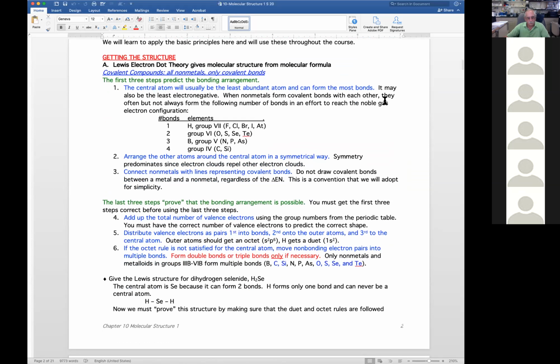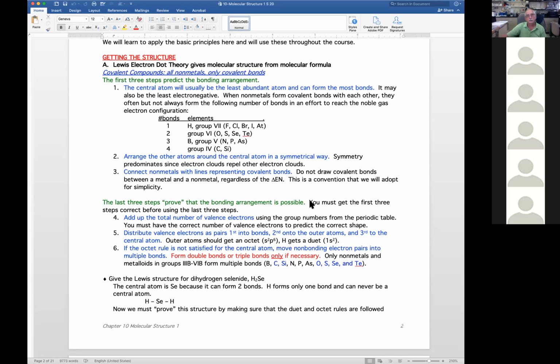So what we're going to do is just go right back to the beginning and we'll start with getting the structure. Lewis electron dot theory, this is the same Lewis that came up with the Lewis structures for atoms and ions that we had in the previous chapter. So the first 3 steps are going to predict the bonding, and the last 3 steps will prove that that bonding arrangement is possible.